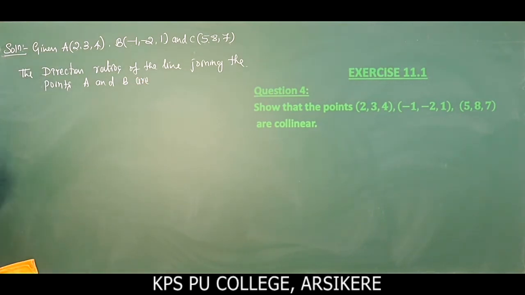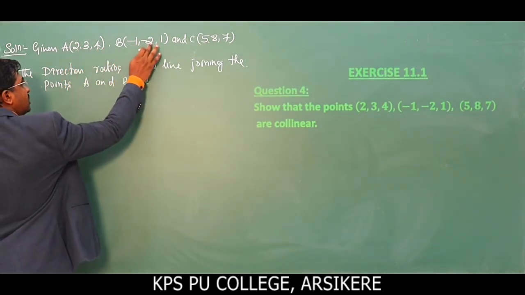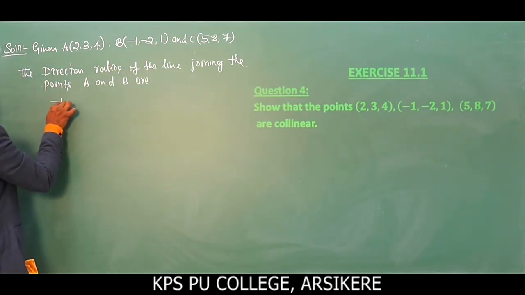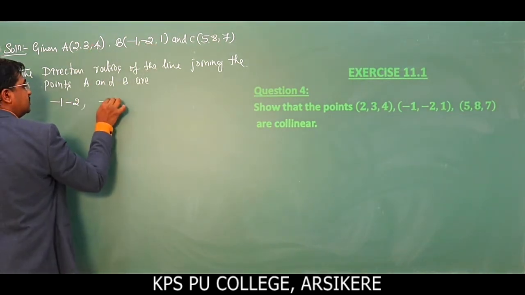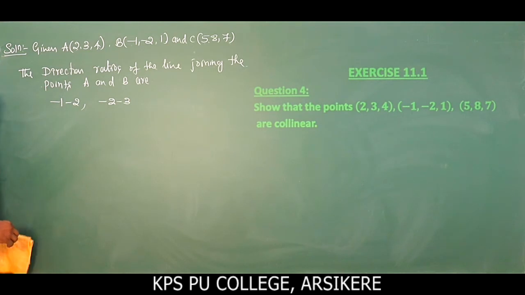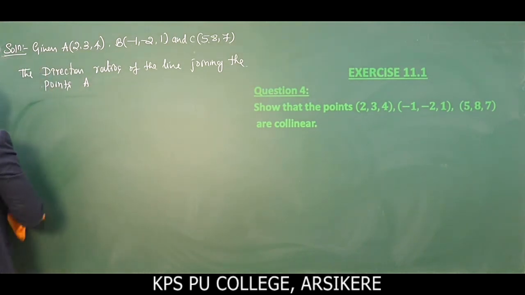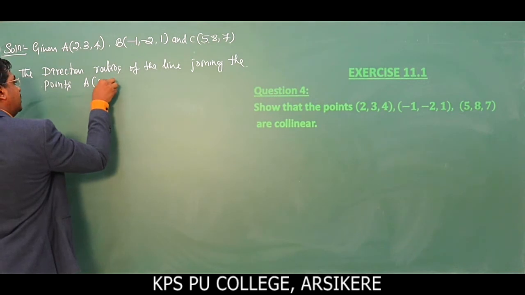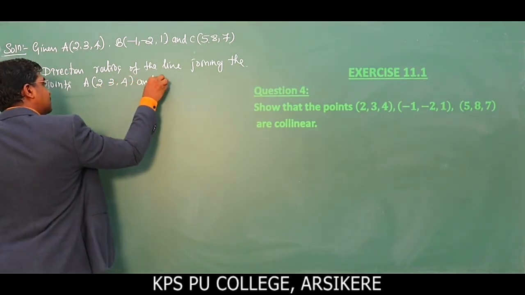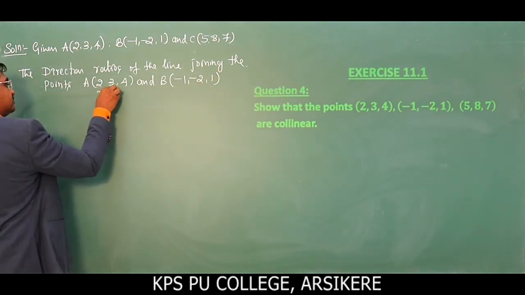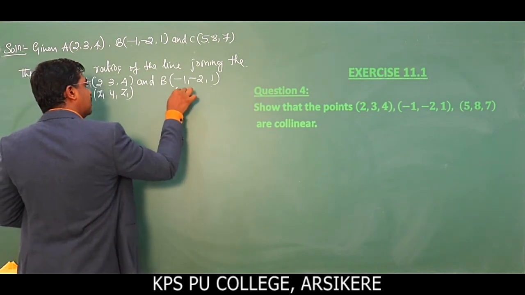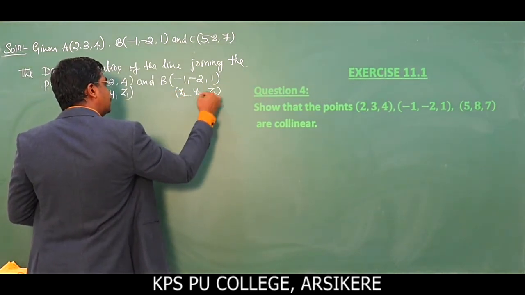So what is the formula? x2 minus x1, y2 minus y1 and z2 minus z1. Take the given points as x1, y1, z1 and x2, y2, z2. If you have confusion, repeat again. Take point A as 2, 3, 4 and B as -1, -2, 1. So this is x1, y1, z1 and here x2, y2, z2.